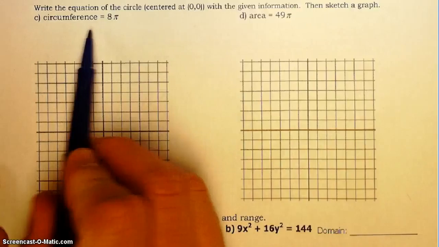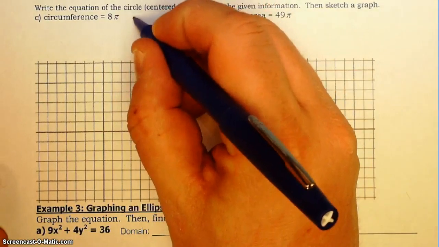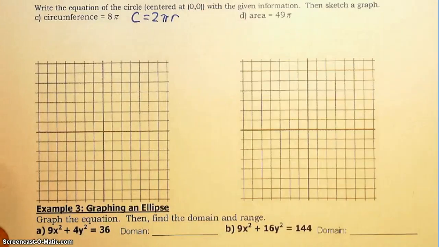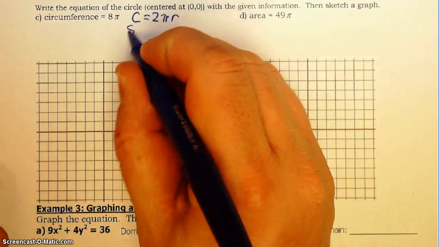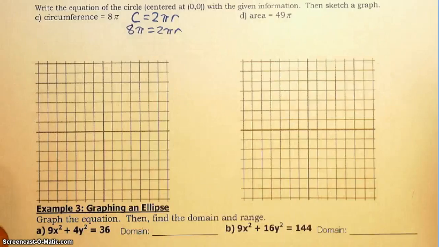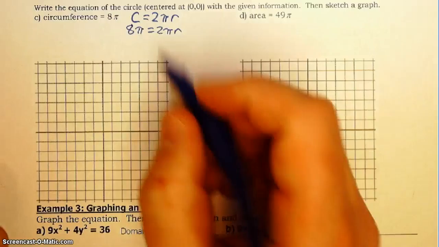If the circumference of a circle is 8 pi, I want everybody to remember that circumference equals 2 pi r, or pi times diameter, right? So if the circumference is 8 pi, we're going to solve this equation for the radius. Now, most of you are going to be able to do this in your head, but let's act like you don't know how to do that.